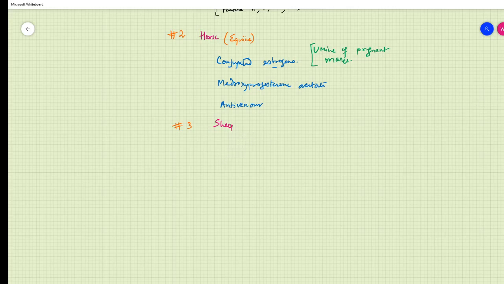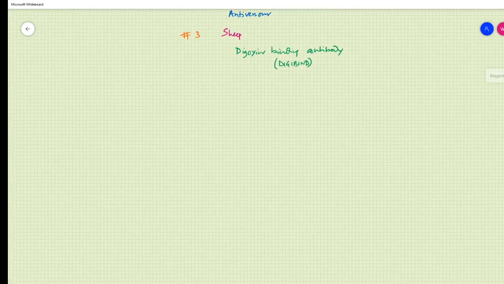So one of the most famous drugs that is derived from sheep is the digoxin binding antibody. Okay, so this is called digibind, for the treatment of digitalis toxicity. But this is produced in the sheep. So the sheep is injected with digoxin and it produces antibody against it. Again, similar to that from the horse, it is bled and the antibody is separated and purified and then dispensed. Okay, so that's sheep, the source of drugs, drugs which are derived from the sheep.